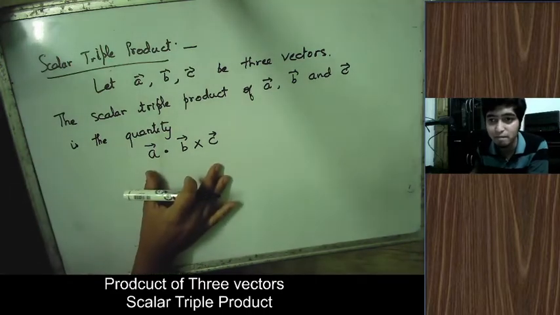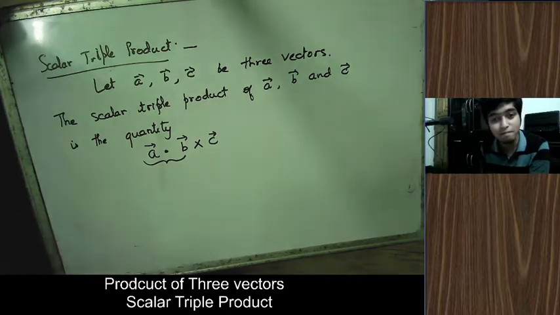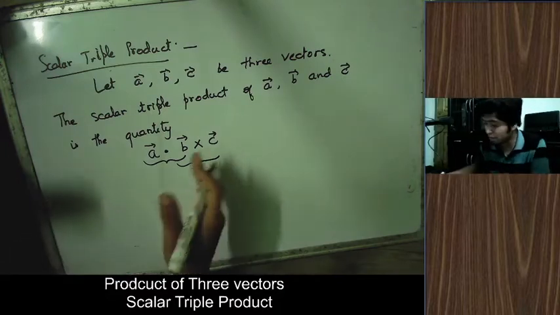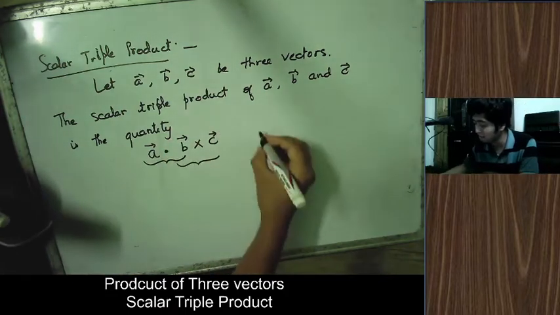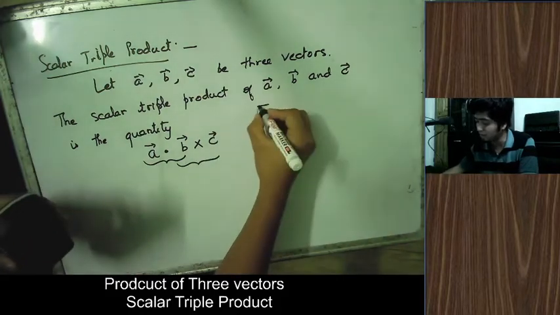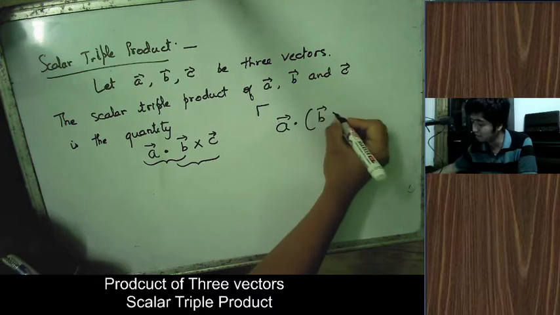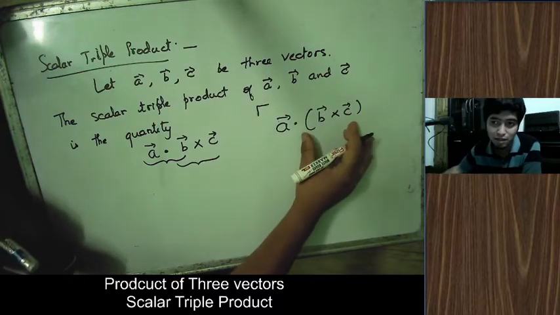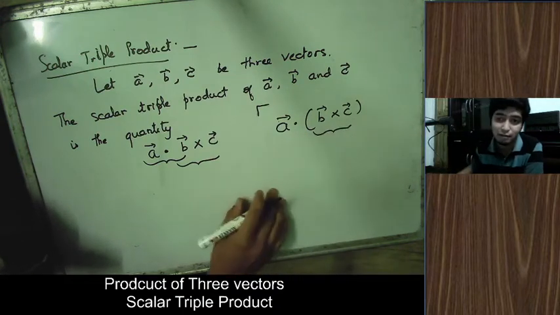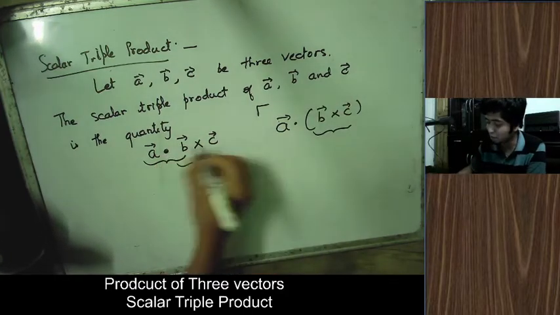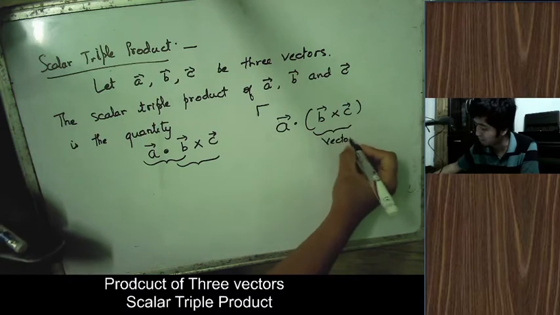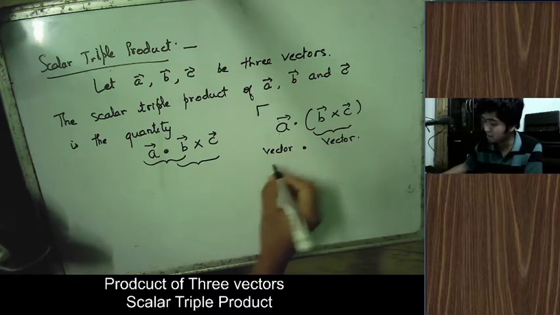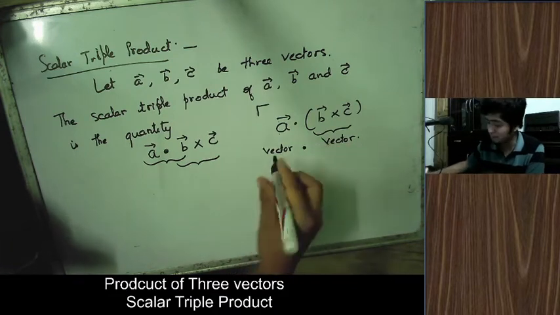Actually, if you have to calculate this one, which one will you calculate first? Will you calculate A dot B first, or B cross C first? That is very important. Even though we don't usually write a bracket over here, if we have to write it, the brackets should be around B cross C. Why? Because the cross product should be evaluated first, since the dot product is defined only for vectors. If you take the cross product, again you will have a vector. So this will be a vector dot a vector, which will give you a scalar.